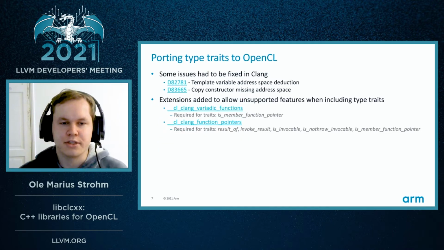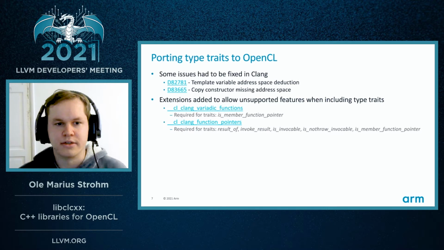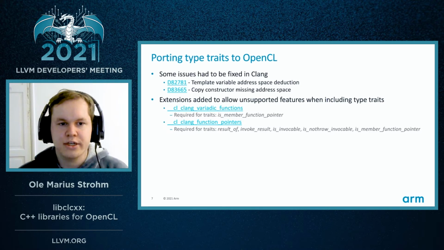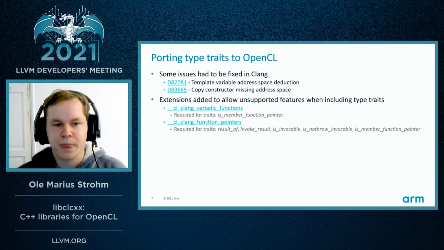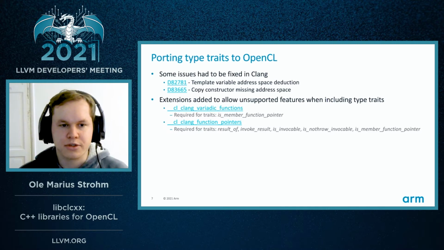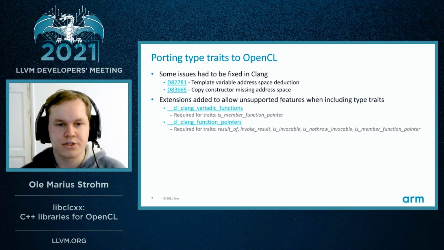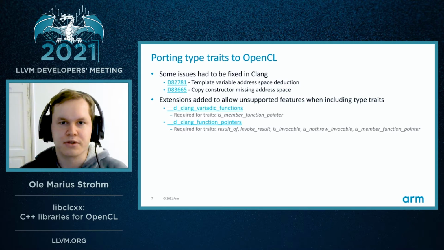So trying to use type traits in C++ for OpenCL wasn't without its own issues. I did have to fix two issues in Clang, one related to template variable address space deduction, and another one which was a simple missing address space in the default copy constructor. We also added two extensions to allow for using unsupported features such as function pointers, but only temporarily while including type traits. So this is not an issue, since it only allows it in type traits, which is compile time, these features are never going to be used on the GPU itself.